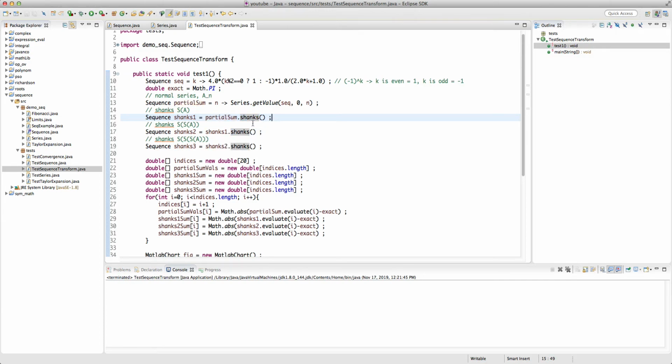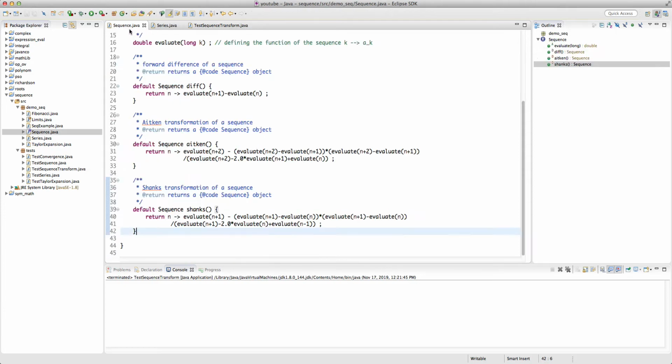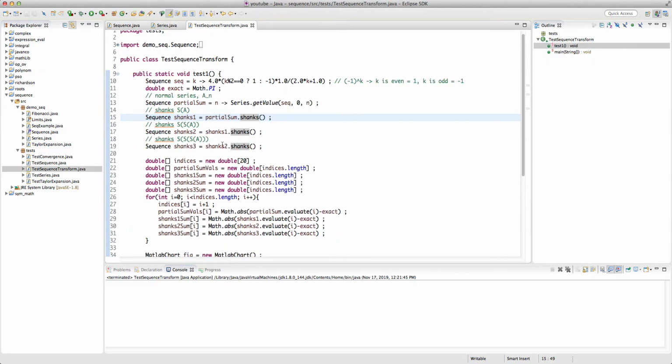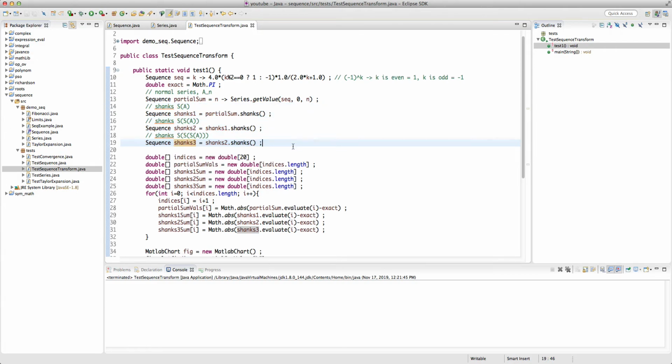And this is the beauty of the default method, having to add it directly to the sequence interface, because I create the sequence and shanks it, it's another sequence. And then I can call the shanks again on this sequence. I call it shanks 2, twice shanks, and then I take shanks 2, apply the shanks again, I create shanks 3, and all of these are sequences, so I can evaluate it at any n, right?